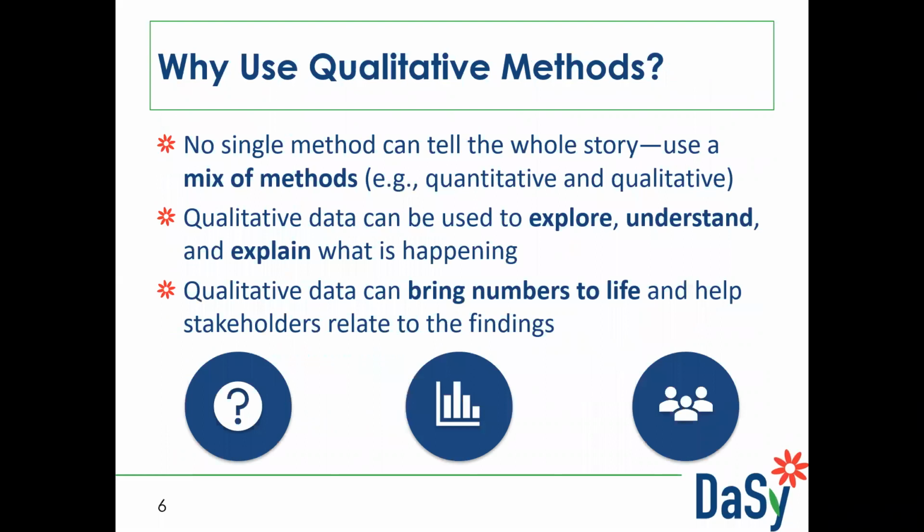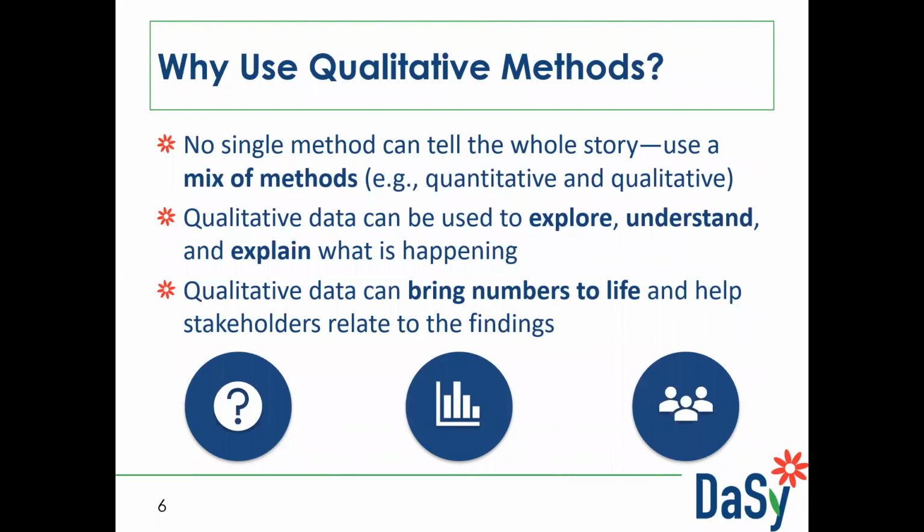Thinking about why you might consider qualitative methods. First, no single method can tell the whole story. Every data collection method has its limitations. And this is why we often recommend that you use a mix of methods, both quantitative and qualitative, so that you can look at a topic from different angles, from different perspectives, using different sources of information. And hopefully tell a more complete story than a single source.